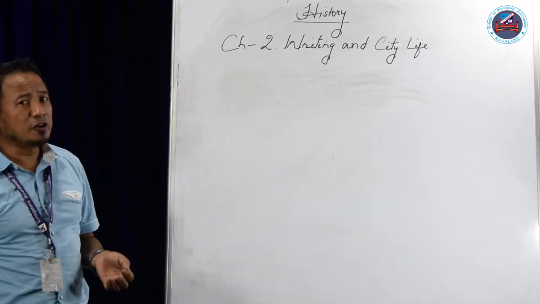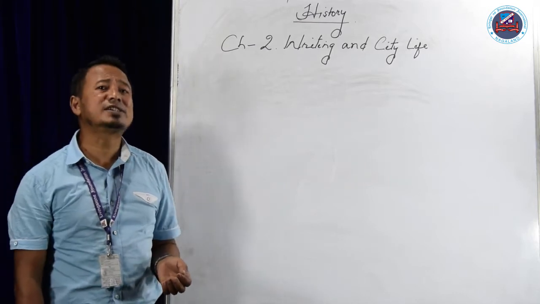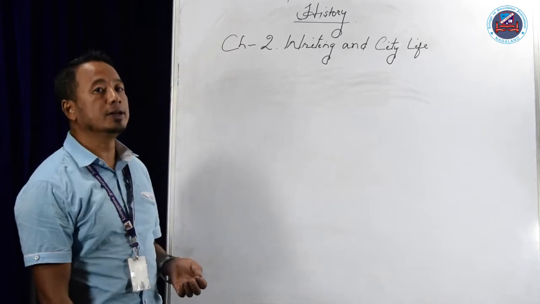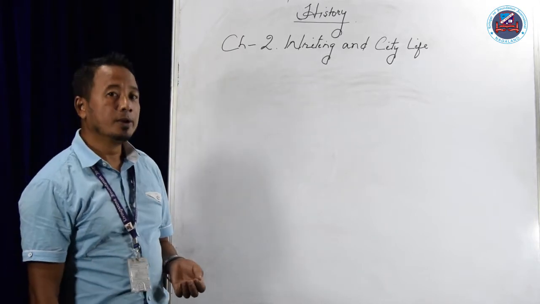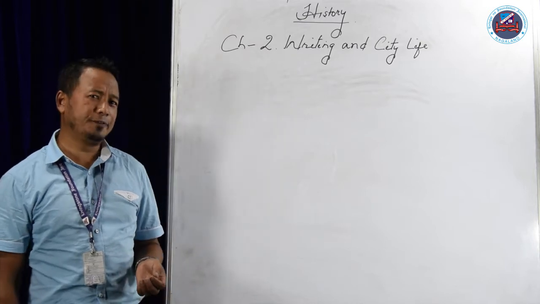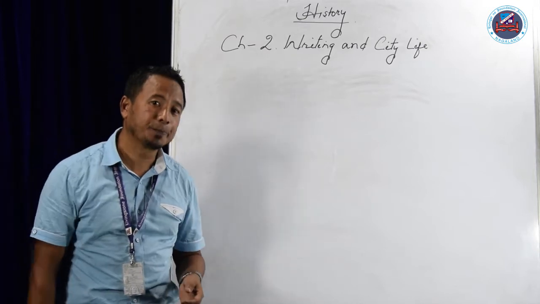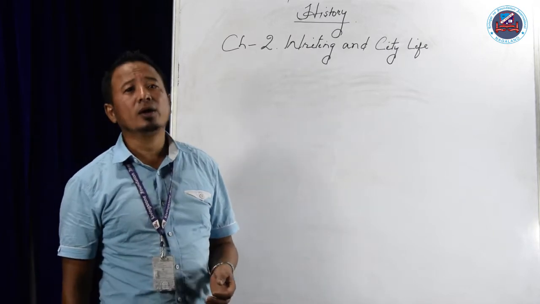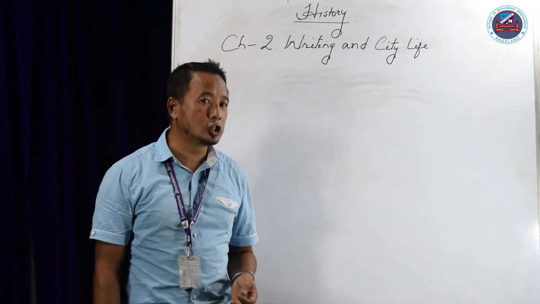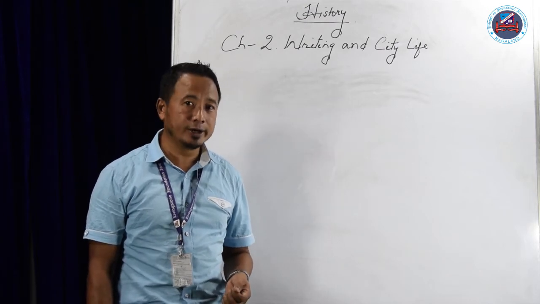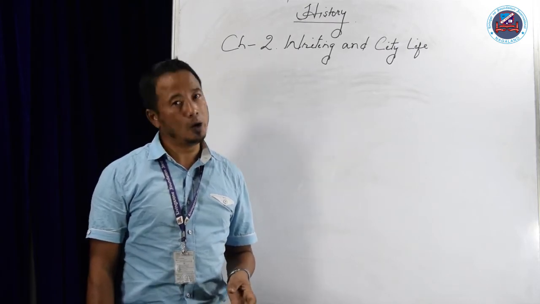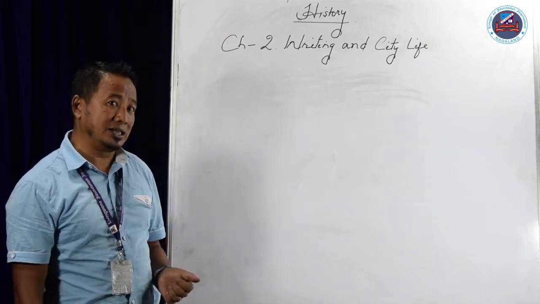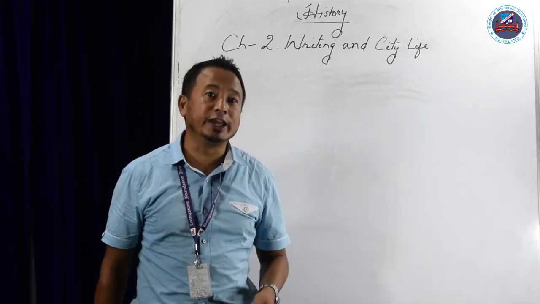Now, we will try to find out where the first city developed, because it was in this first city that writing was first developed. Can you guess where the first city of the world developed? The first city of the world was developed in Mesopotamia. Have you heard of Mesopotamia earlier? Mesopotamia is in present day Iraq.